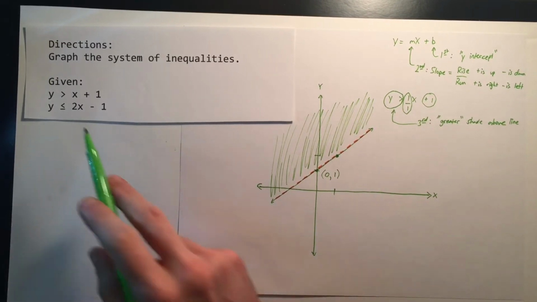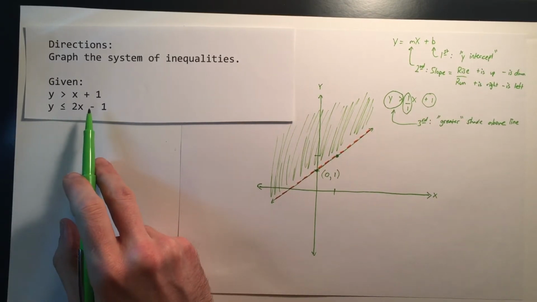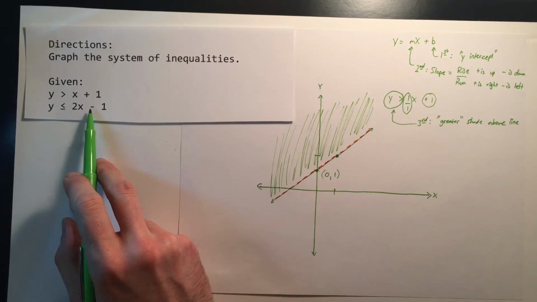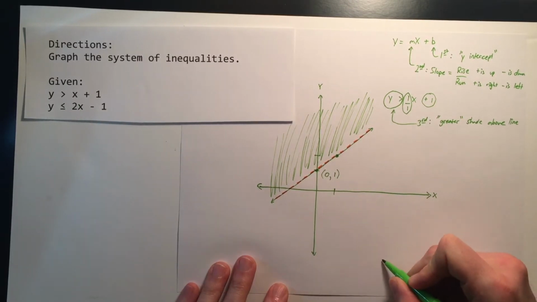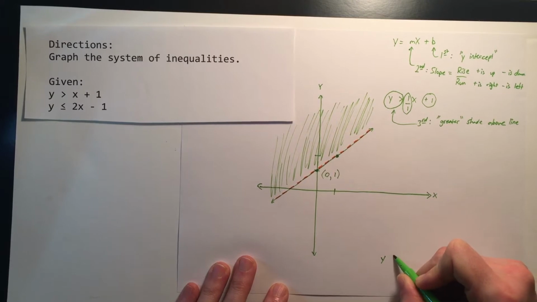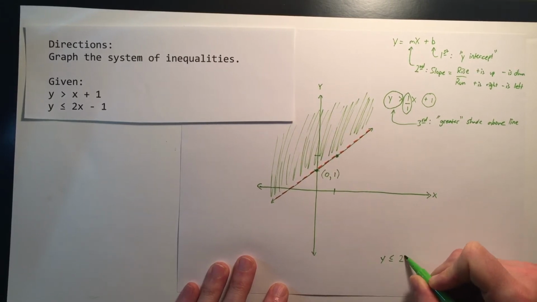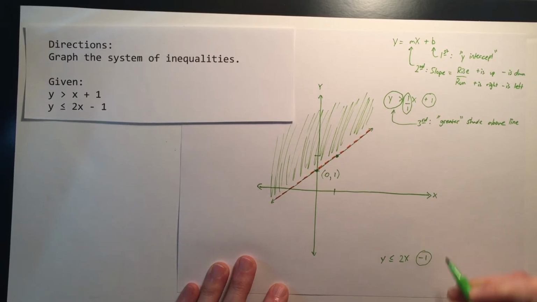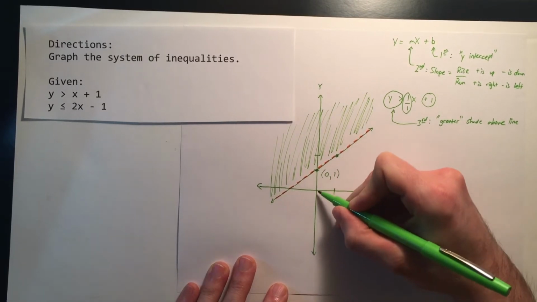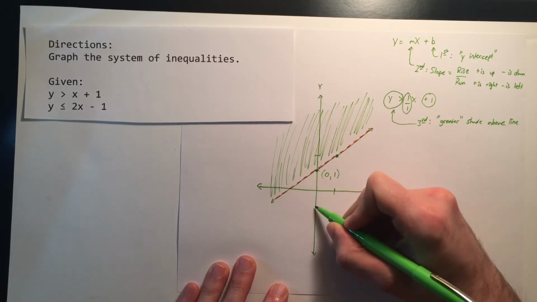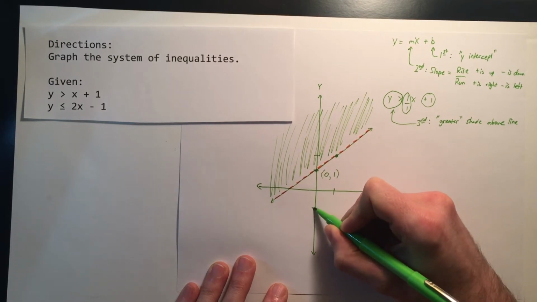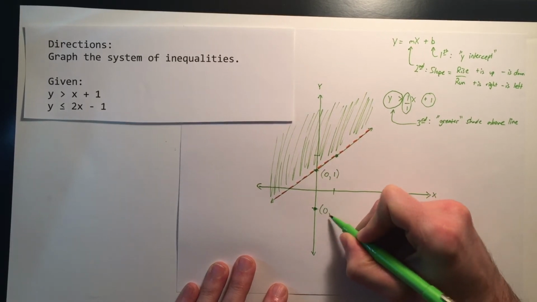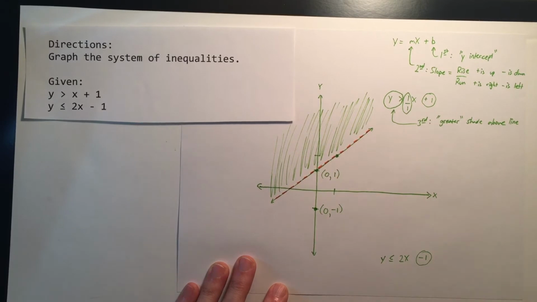All right, second inequality, we're going to follow the same steps. I'll just write it down here, this is y less than or equal to 2x minus 1, and the minus 1 is what we start with first, and that's from the origin. We go down 1, and that's the point 0, comma, negative 1.